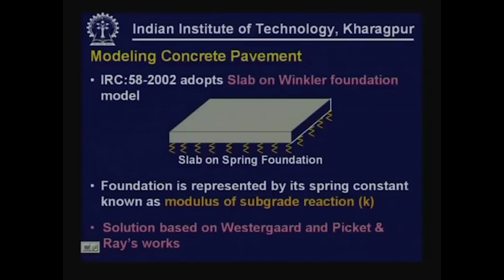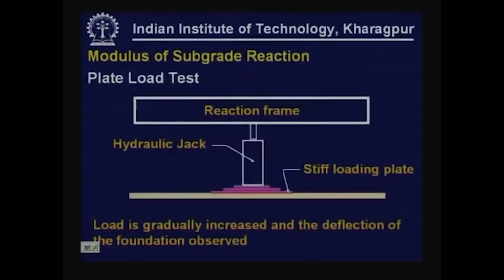This is the model adopted by IRC 58 2002 for analysis of concrete pavements. The foundation is represented by its spring constant, known as the modulus of subgrade reaction, K. The analysis of concrete pavements is based on Westergaard's analysis and Pickett and Ray's works. We just mentioned that modulus of subgrade reaction is the parameter used to describe the foundation for concrete slabs.